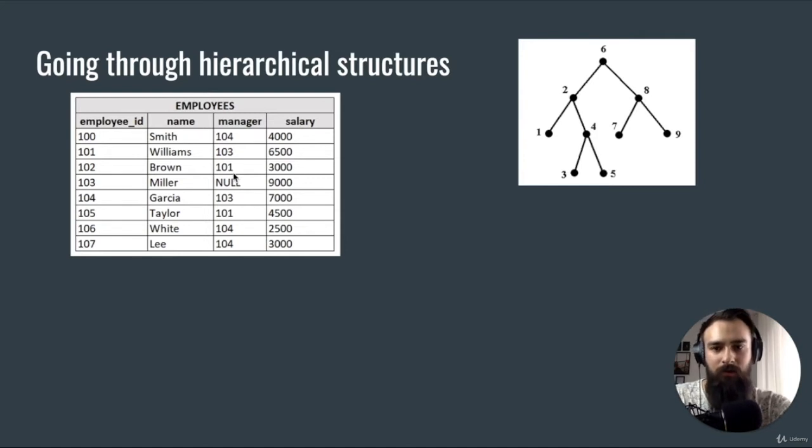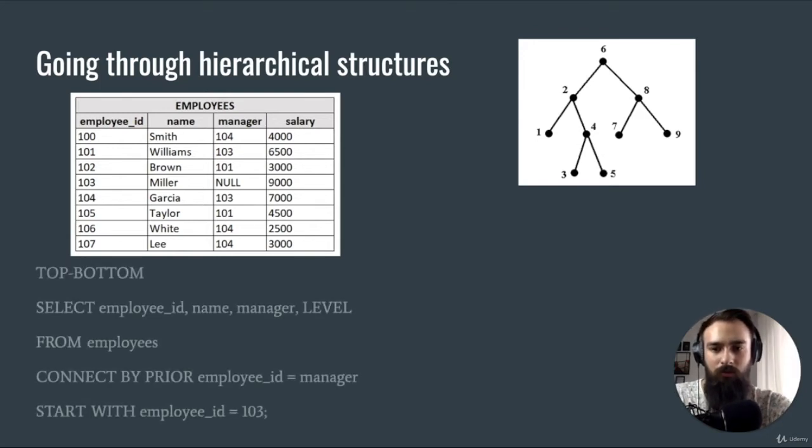These are the hierarchies. How do we retrieve this information in an order? Well, we can do it in three ways. First of them being from top to bottom by selecting the employee ID, the name and the manager, and then the level, meaning the first level, the second level, and so on, from table employees. And we connect by prior of employee ID equals the manager.